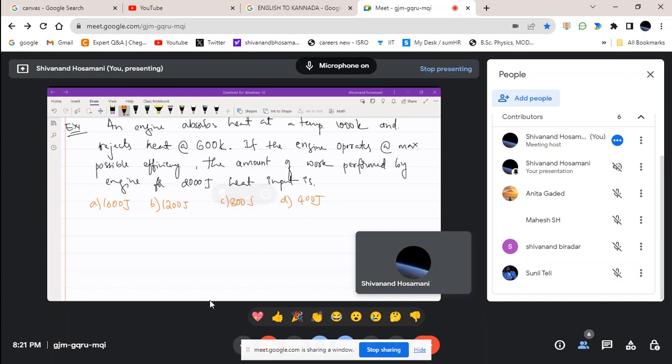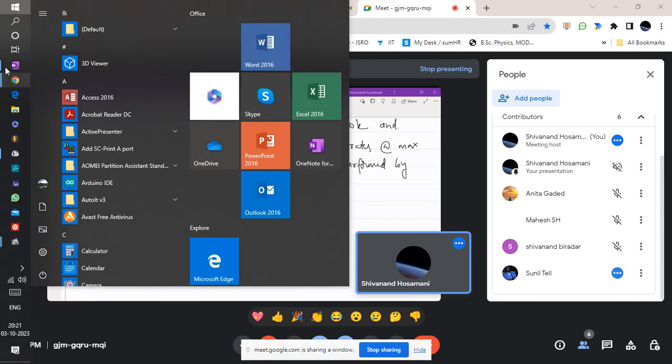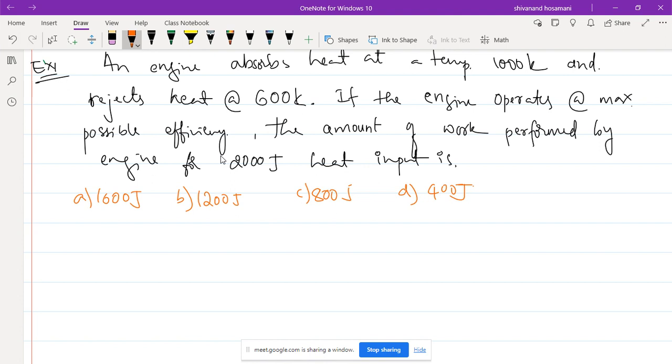Yes, did you get this? Yes. So what is the answer? Option C. Option C ಬರ್ತೈತಿ. ಓದ್ರಲ್ಲ ನೋಡ್ರಿ.